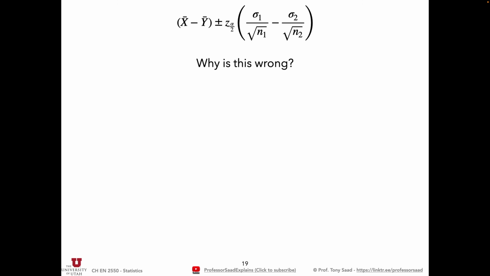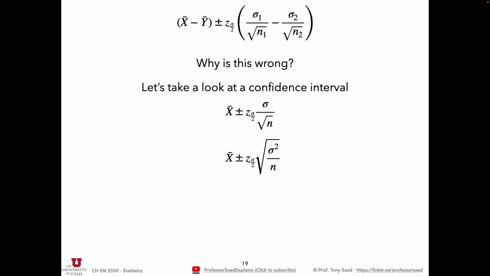Why is this wrong? I'm going to step back and go back to the single population confidence interval. I want to rewrite it in terms of more generic quantities like expected value and variance, because those are not specific to a particular variable, they're just generic. So I want to write this in terms of the variance or expected value, those quantities I defined a few slides ago. So this is equal to this, right?